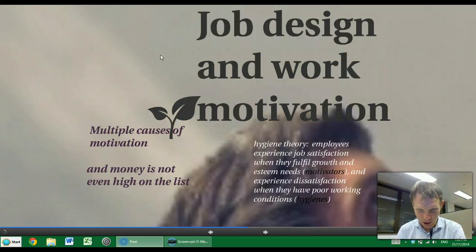Have a look at hygiene theory. It's annoyingly named theory because it's got nothing to do with hygiene. The two terms to remember here are motivators, which are the things that make things better for the employees, that relate to personal growth and self-esteem needs within an organisation, and the hygienes, which are the causes of dissatisfaction, poorer working conditions.